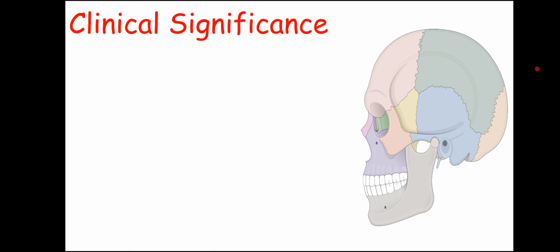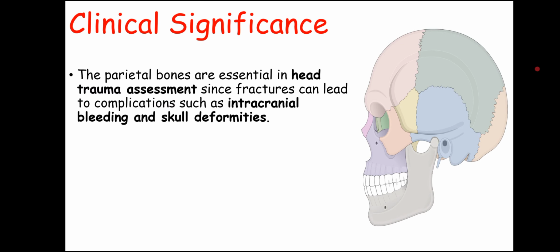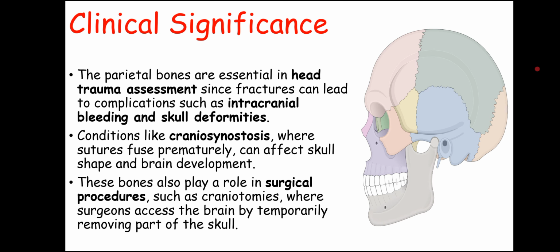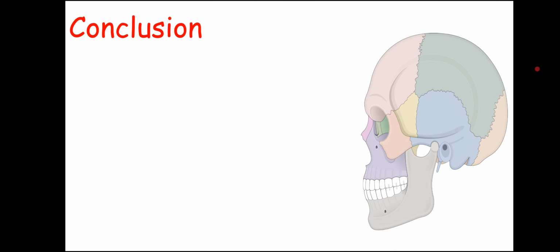Further talking about the clinical significance of the parietal bone, the parietal bones are essential in head trauma assessment, since fractures can lead to complications such as intracranial bleeding and skull deformities. Conditions like craniosynostosis, where skull sutures fuse prematurely, can affect skull shape and brain development. These bones play a role in surgical procedures as well, like craniotomies, where surgeons access the brain by temporarily removing part of the skull.